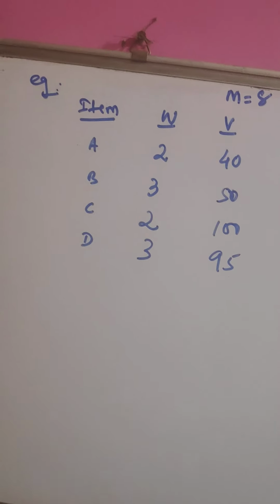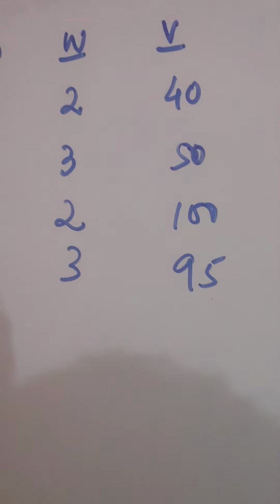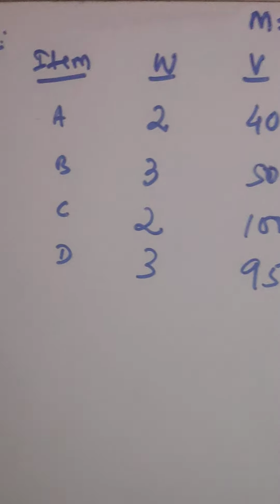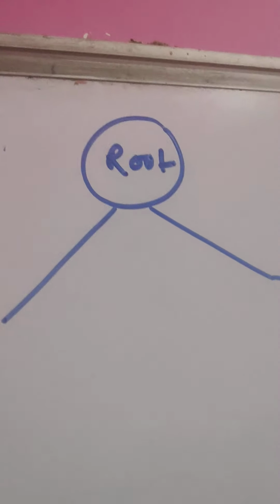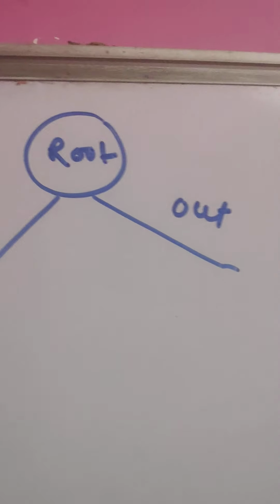So let us construct a tree first. How to construct the tree? To construct the tree, we have to take a node. Let it be the root node. Every time, from the root node I have to take two paths. This is for inclusion and this is for exclusion, or you can say it is in and this is out.